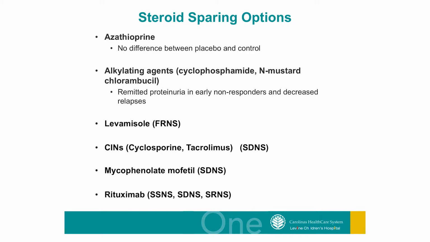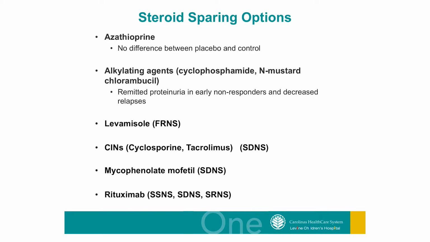So when I first started training, we had azathioprine. It really has not been a great thing in nephrotic syndrome. There's really no difference between it and placebo and control. And then we go into the alkylating agents. When I was trained, if you came from the Northeast, you used a lot of chlorambucil and nitrogen mustard. If you were from the South, you were in the Cytoxan world. I don't know about everybody else, but I've never seen chlorambucil used.